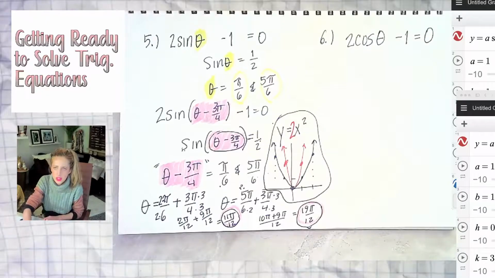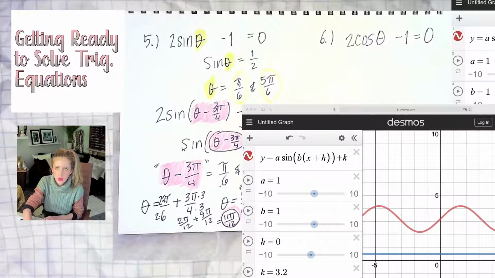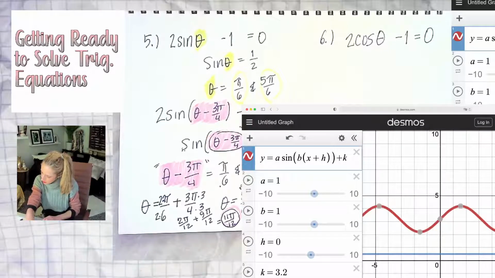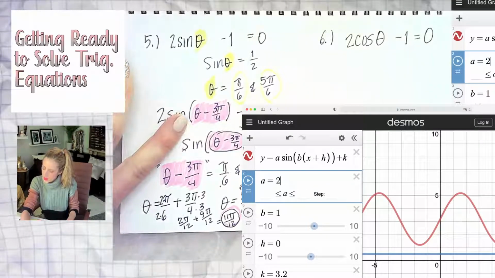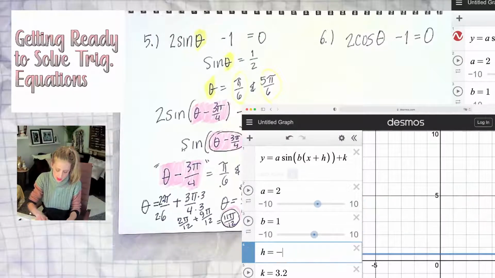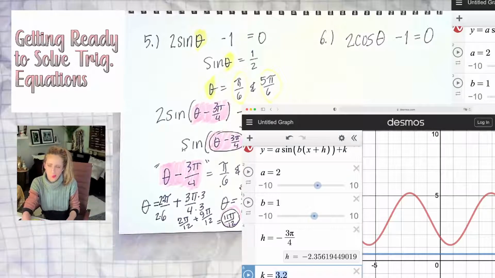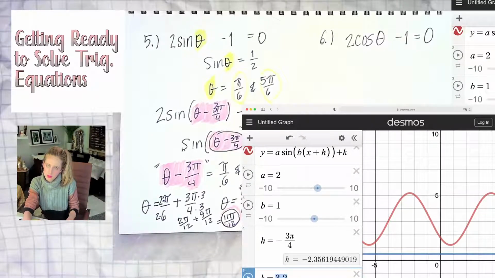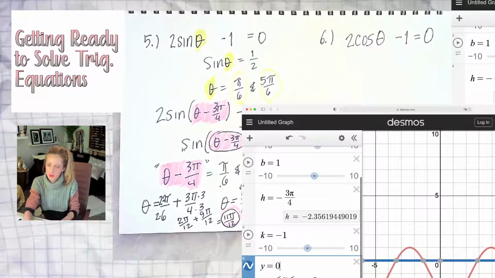Now, if I look at the graph I show you again over here to compare it, okay? If I put in the equation, y equals 2 sine theta. So I'm going to make A over here. I'll type 2. Theta minus 3 pi over 4. So B is still 1. H is minus 3 pi over 4. K, what's K for this one? Minus 1. Yeah, minus 1. And then the other side would be 0 originally. When does it equal 0? The answers are here and here. Beautiful. That's what we got. 11 pi over 12 and 19 pi over 12.